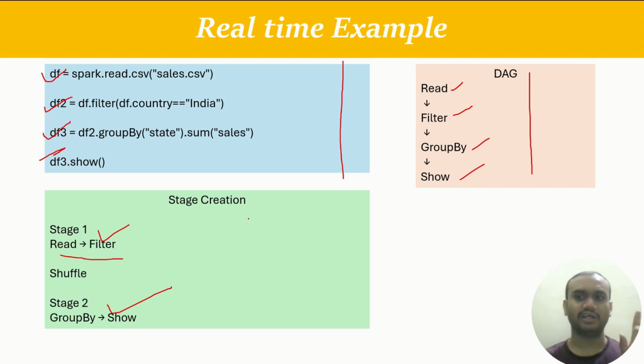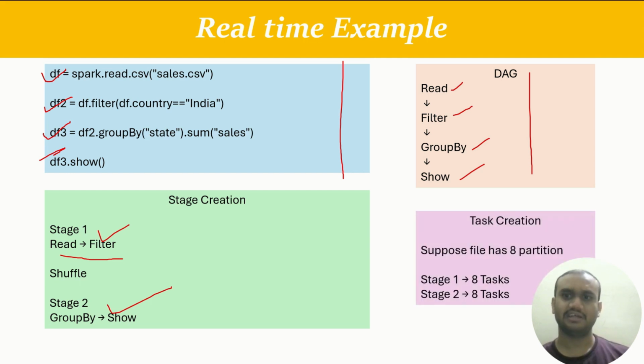There will be one action item. What is that action item? Show, displaying the data. So the number of jobs, the number of application actions, will be one, while the number of stages will be two: one for filter and one for your group by.